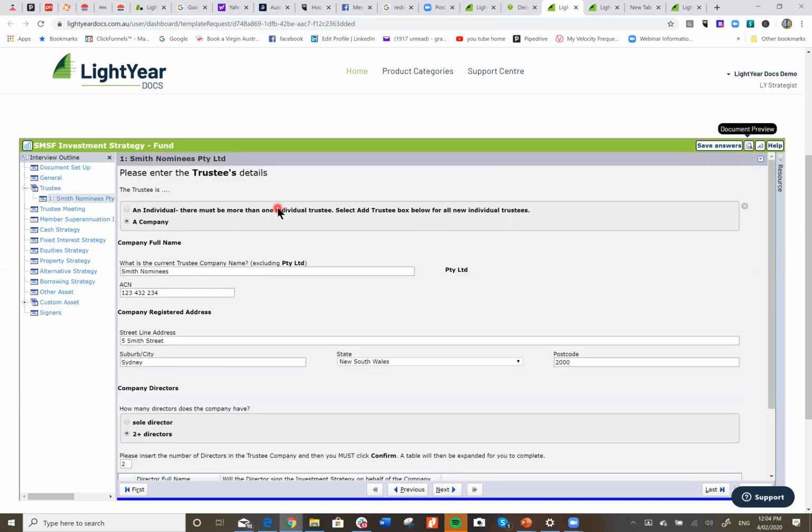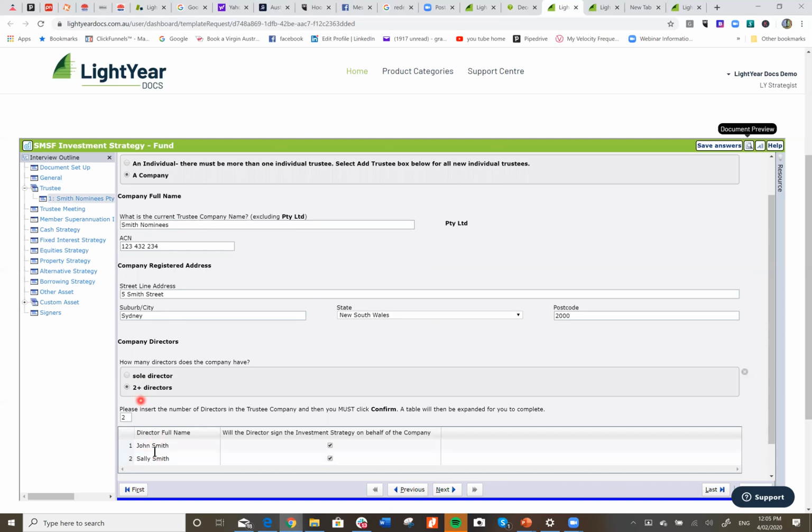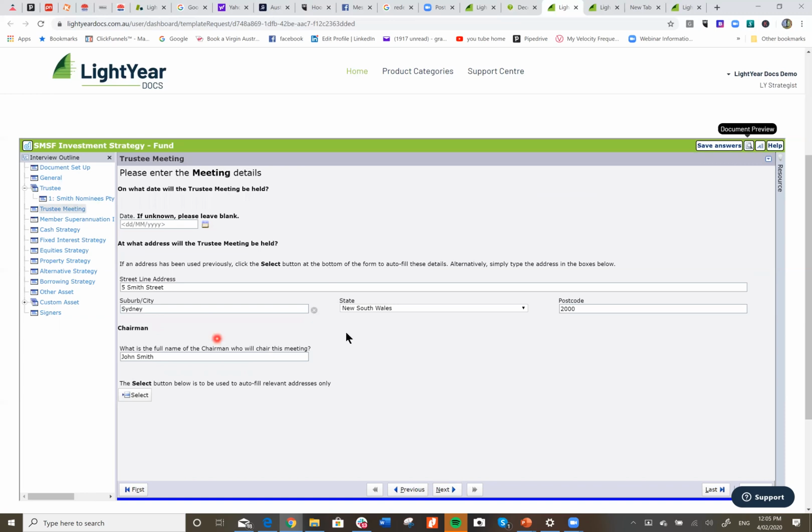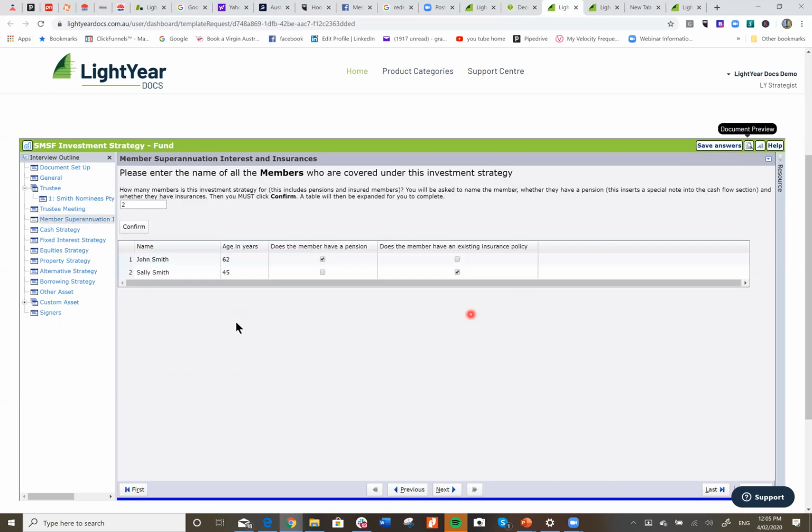We've got the trustee details, company name. We've got John Smith. Alternatively, I could have had individuals. We have the trustee meeting. So where's it going to be? Usually it's going to be in your office. The member superannuation interest. So we have a look at the member. We've got age 62. He's got a pension. Doesn't have an existing insurance policy. So they basically put that in there.